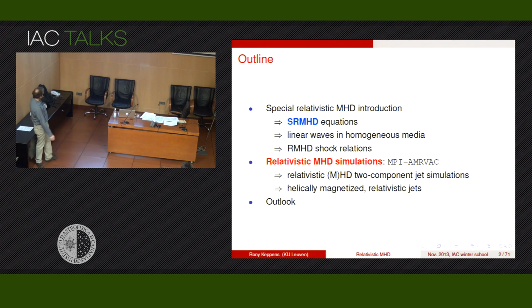Depending on time, I'm planning to tell you a little bit more about the equations that I've actually been solving. These relativistic hydrodynamic equations. And because it's about cosmic magnetic fields, I need to tell you about relativistic magnetohydrodynamic equations.